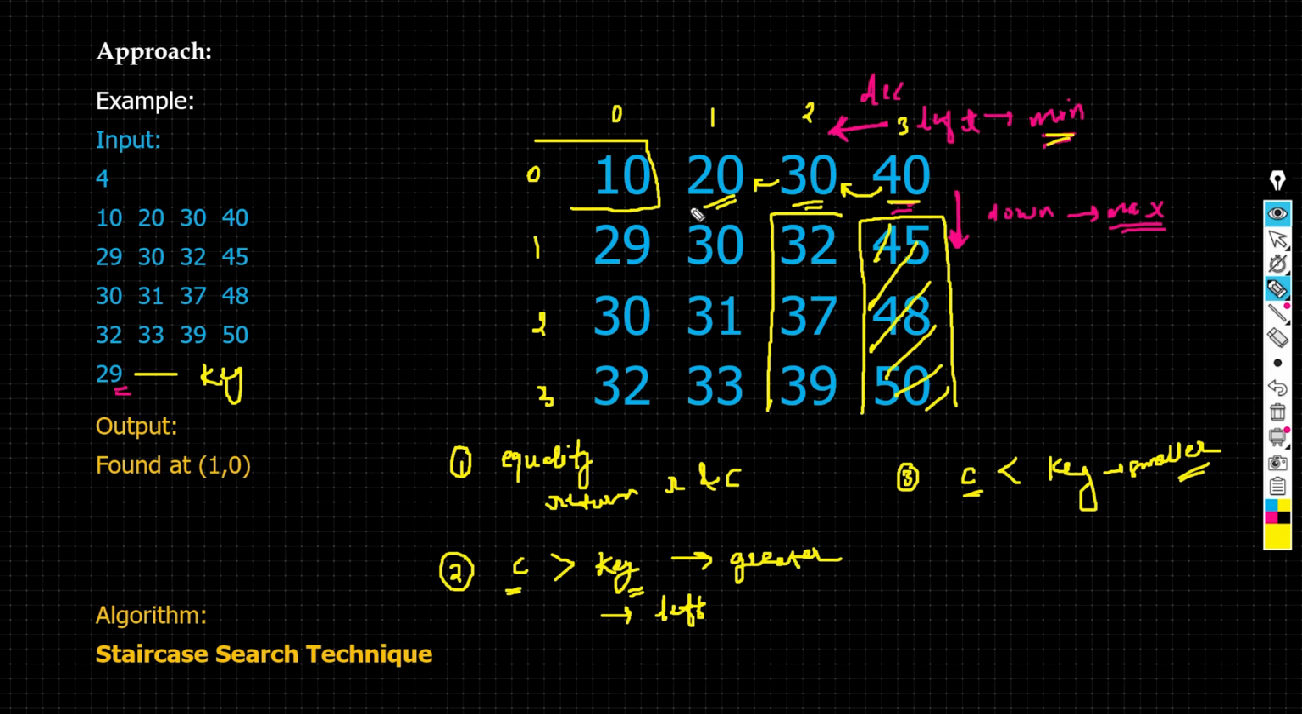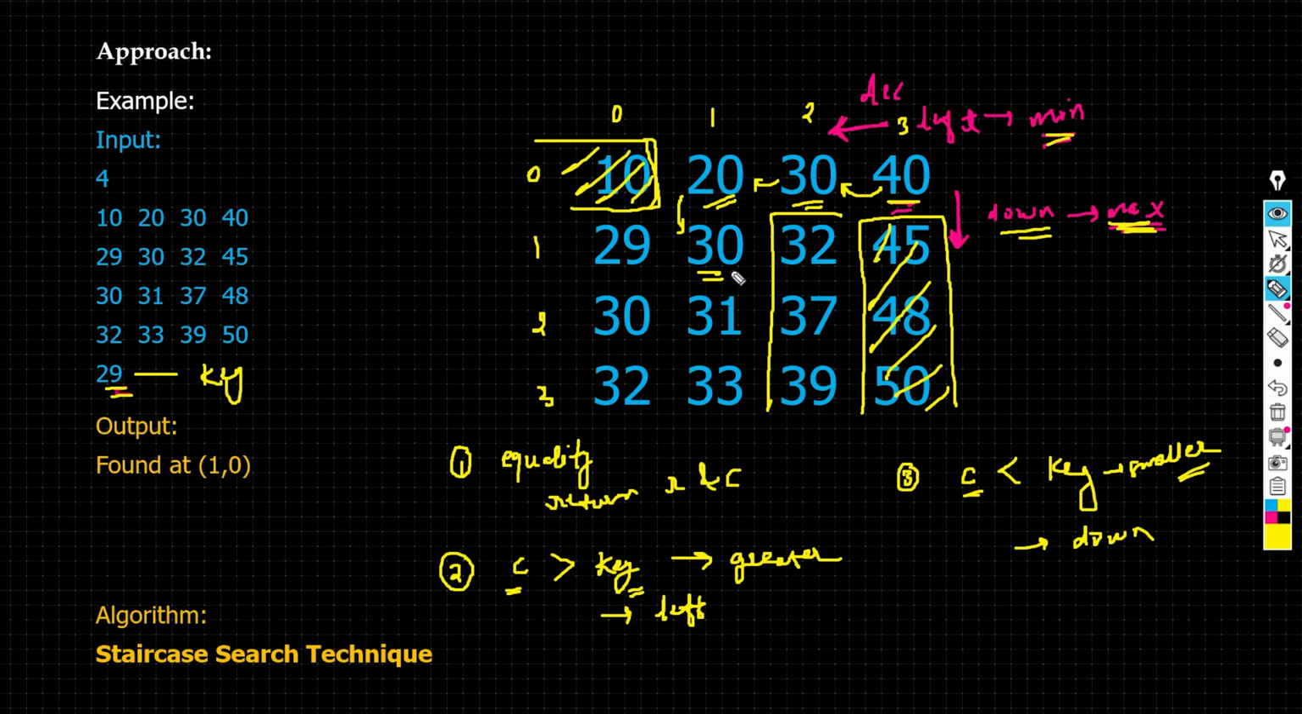So we do not need to check the other rows' values, only the column values. It means if we hit an element which is smaller than the key value, we require a larger value than the current value so that we can reach 29. Now, to get a larger number, we will go in the downward direction. So now we will go from 20 to 30. If the current element is smaller than the key, we go downward.